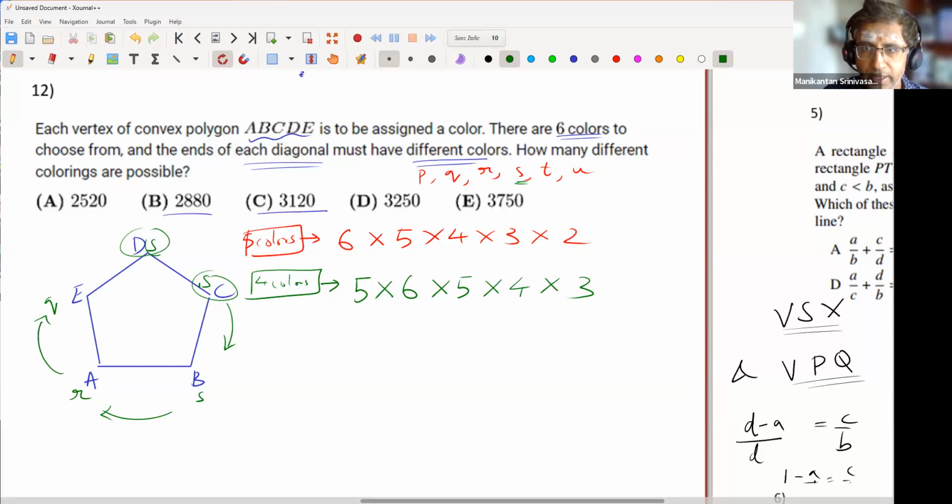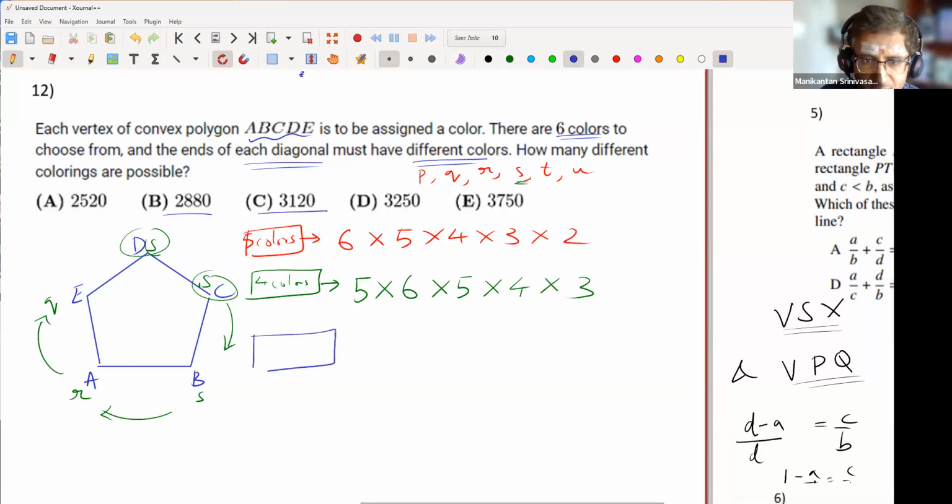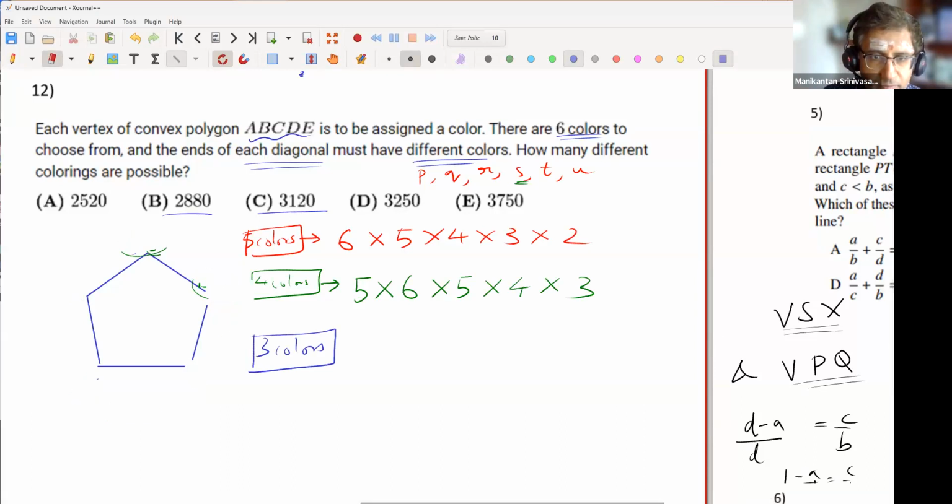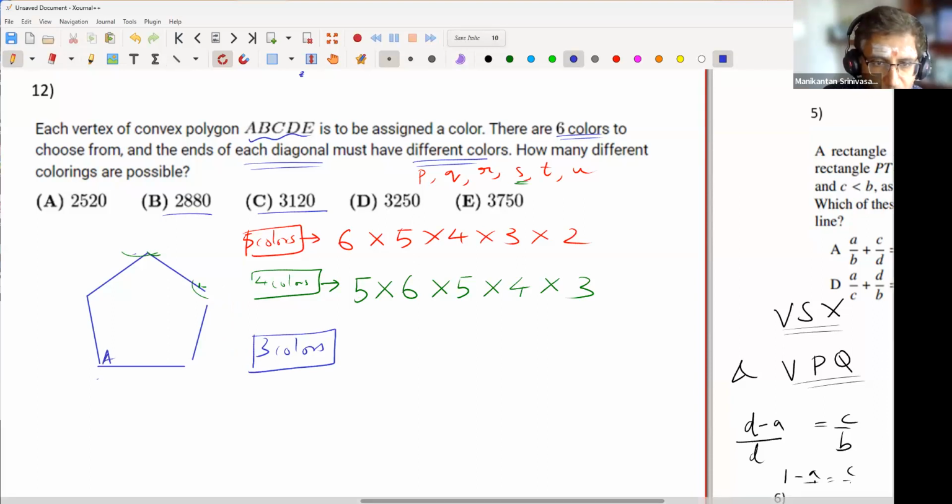Okay. So that is with 4 colors. And let's try with 3 colors. So with 3 colors, how will the configuration come? So let me just erase this. So with 3 colors, A, B, C, D, E.